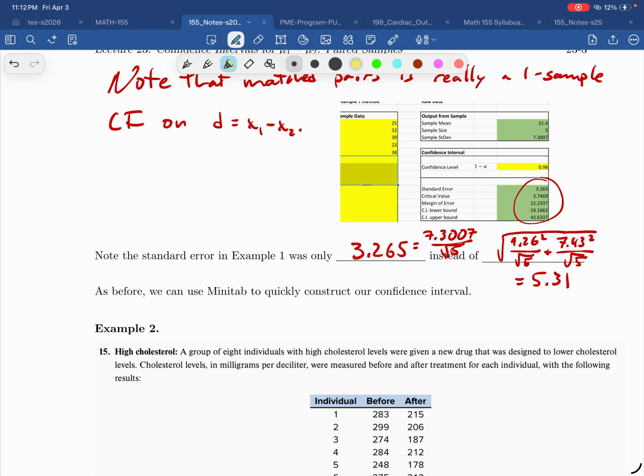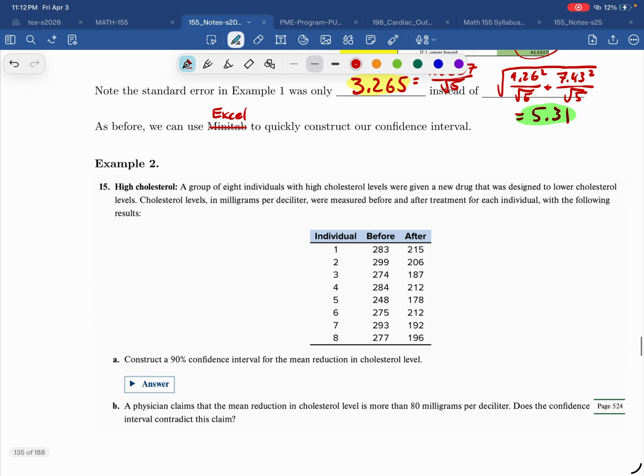See how this is just superior to this? Like, it's lower, and lower is better. It means we have a shorter confidence interval with the same amount of confidence. Right? And of course, we're always using Excel to quickly construct our interval, okay?